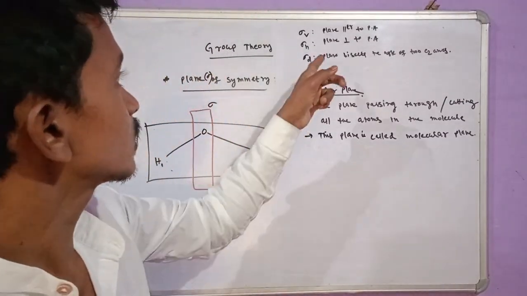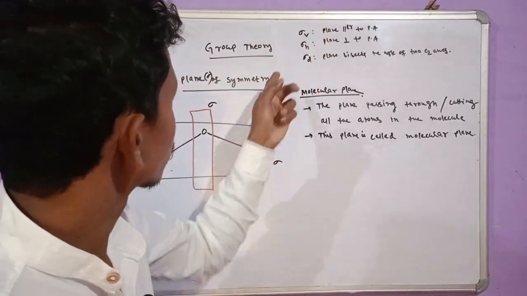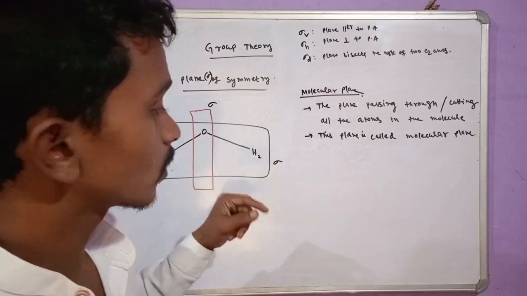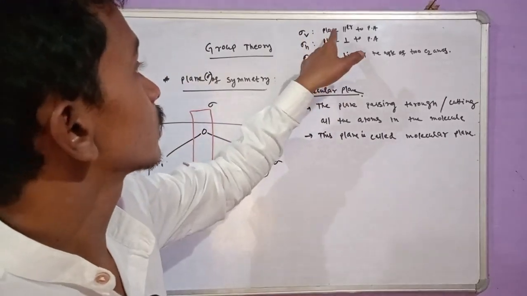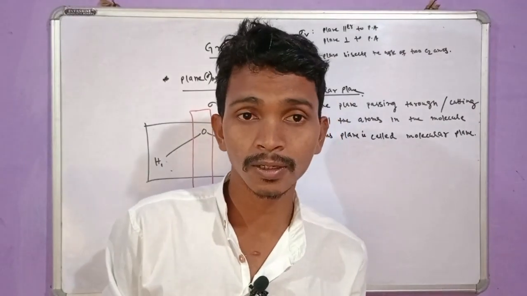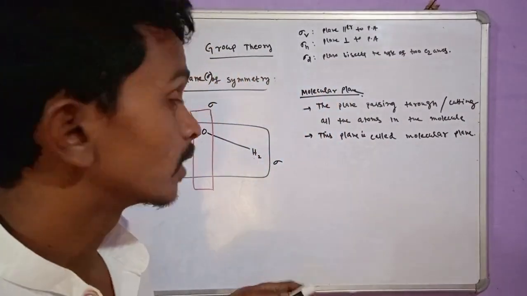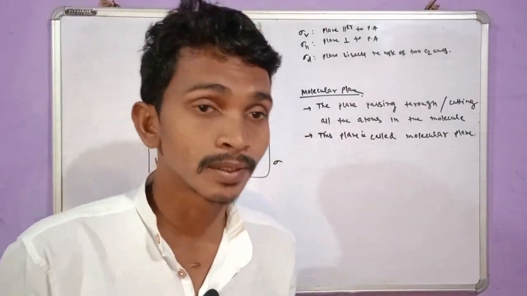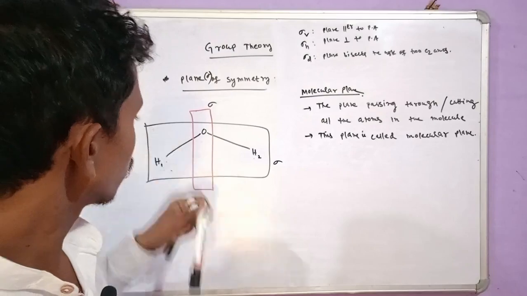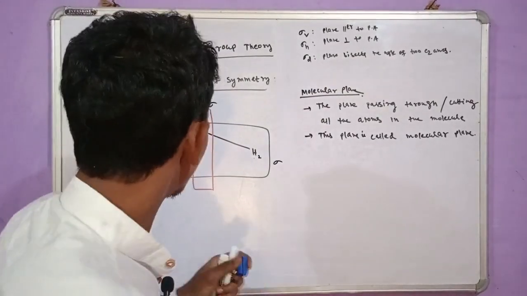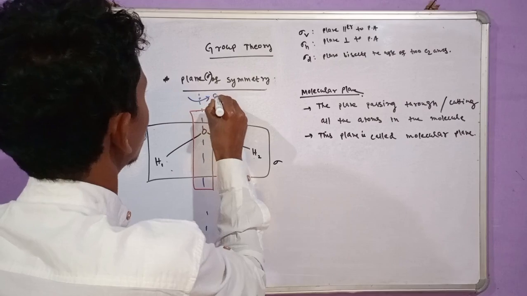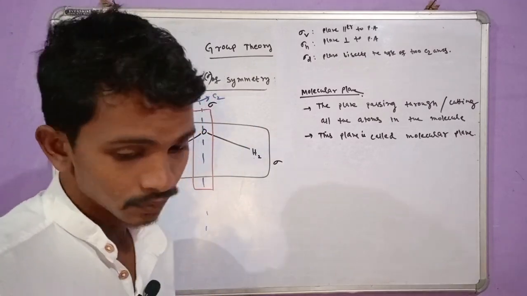Now the question here is whether any sigma v is present, or sigma h is present, or sigma d is present or not. We will look. Okay. So for sigma v, the condition is a plane parallel to the principal axis. In the previous class we have already discussed the axis of symmetry and plane of symmetry, the principal axis of symmetry. So here the principal axis for water is C2. Yes, for water, the principal axis is C2, like this.